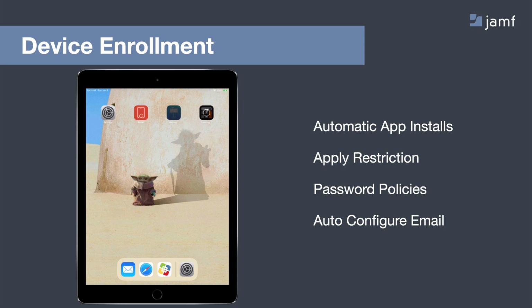With this enrollment type, your devices are not automatically supervised, which means that not all restrictions can be applied. Some of the settings that you can apply to device enrollment are app installation, restrictions, password policies. You can even configure your email automatically.